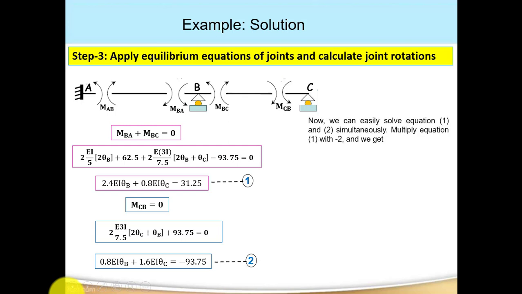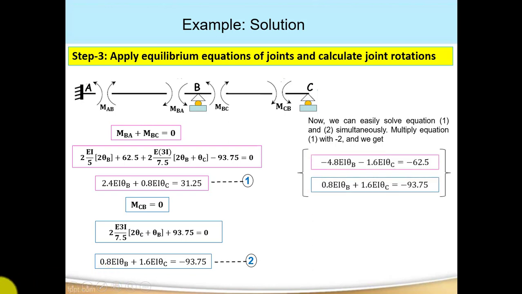Now, to do that, what I have done is multiply equation 1 by minus 2. If equation 1 is multiplied by minus 2, 2.4 becomes minus 4.8 EI theta B, 0.8 becomes minus 1.6 EI theta C, and 31.25 becomes minus 62.5. Now here I have minus 1.6 EI theta C. If we use equation 2 as it is, 0.8 EI theta B plus 1.6 EI theta C equals minus 93.75. Here I have positive 1.6, here minus 1.6. Therefore, we can eliminate those numbers.